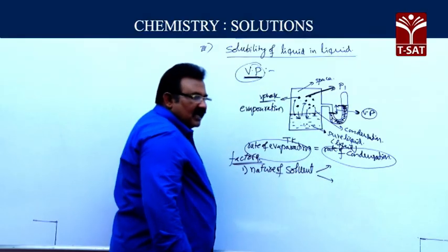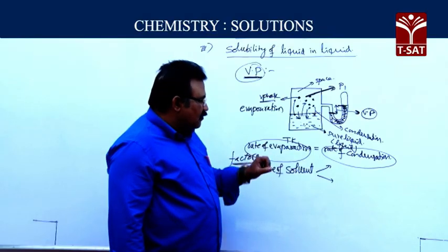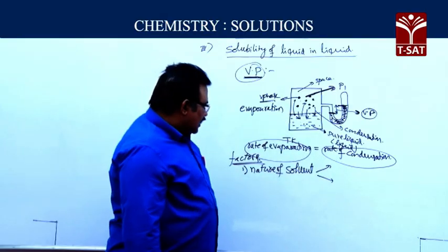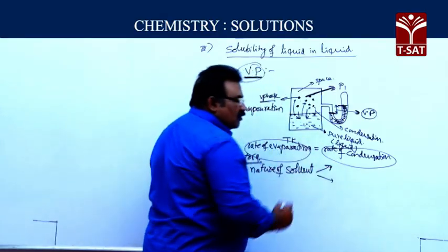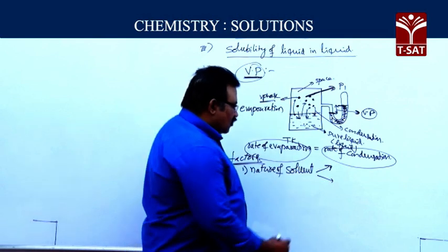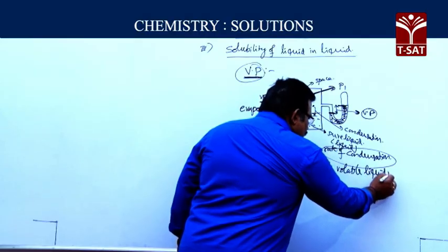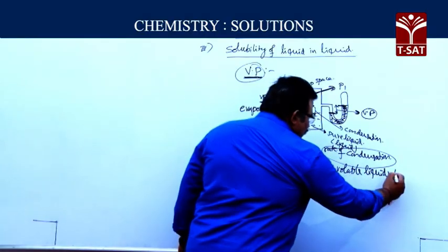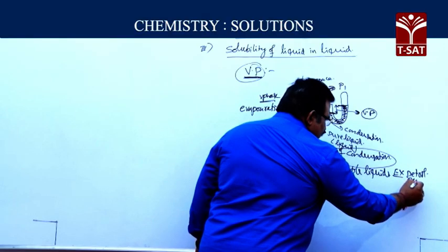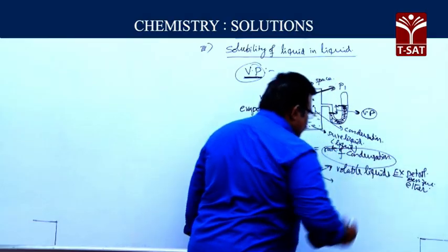Generally, some liquids give more vapors and some liquids give less vapors when they are kept in a container. The liquids which give more vapor at a given temperature T are called volatile liquids. Example, petrol, benzene, ether. They are volatile liquids.